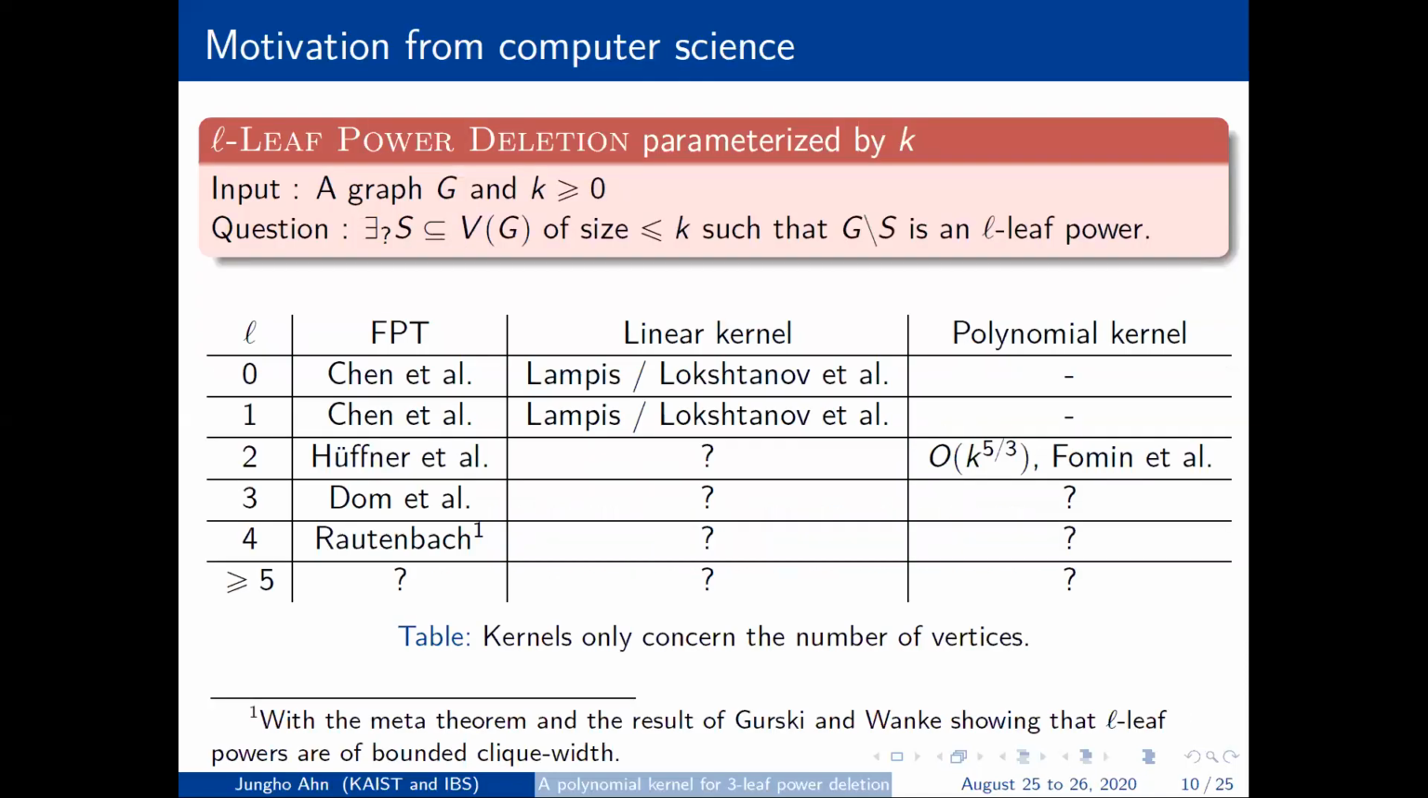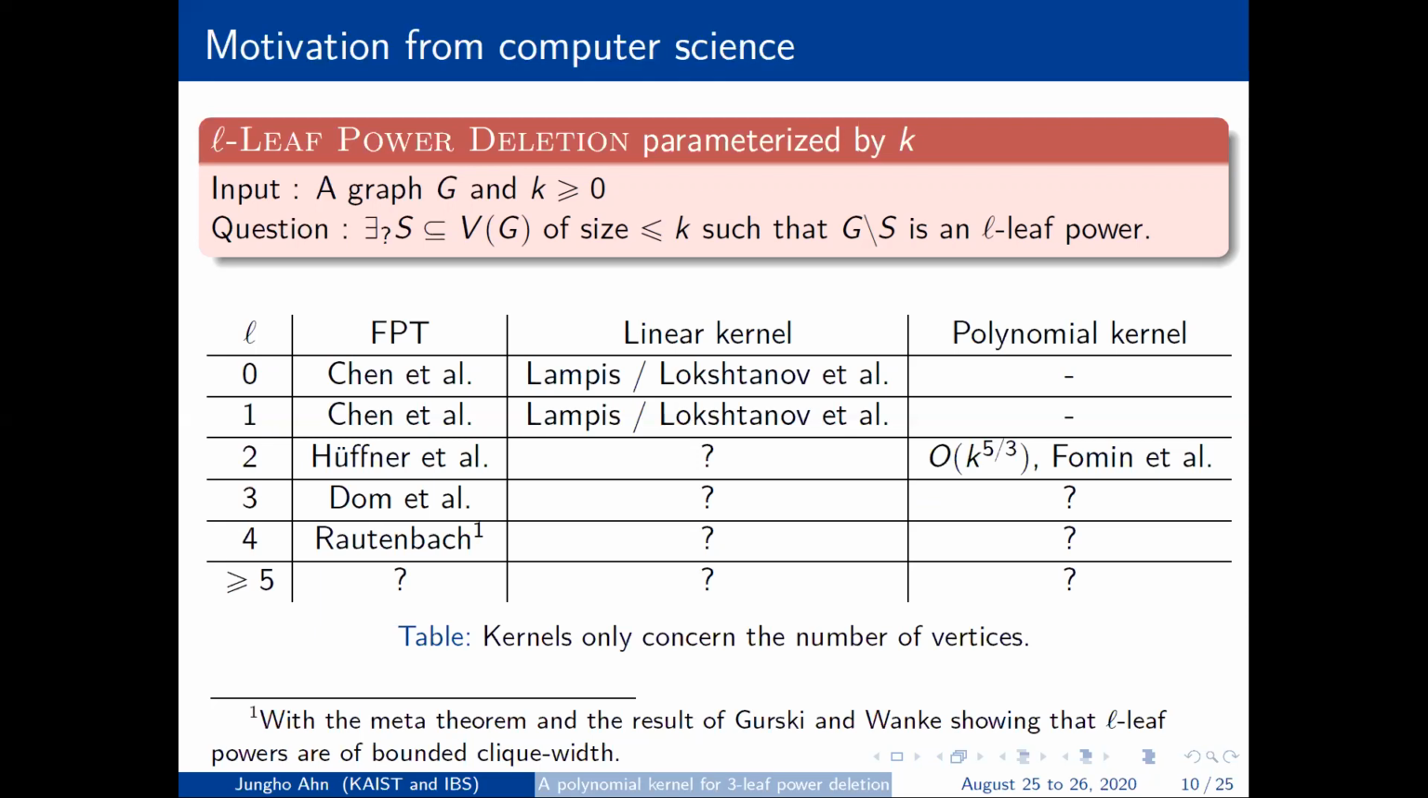This table surveys some known results on ell-leaf power deletion. And here, kernels only consider the number of vertices. When ell is 0 or 1, the ell-leaf power deletion problem is equivalent to vertex cover or can be reduced to vertex cover. Recently, Chen et al. gave the best FPT algorithm to solve vertex cover, and Nemhauser–Trotter et al. independently present linear kernels for vertex cover. When ell is 2, this problem is equivalent to cluster deletion, and Hüffner et al. present an FPT algorithm to solve it. And Bodlaender et al. present a subquadratic kernel for the cluster deletion problem, but the existence of a linear kernel is still open.